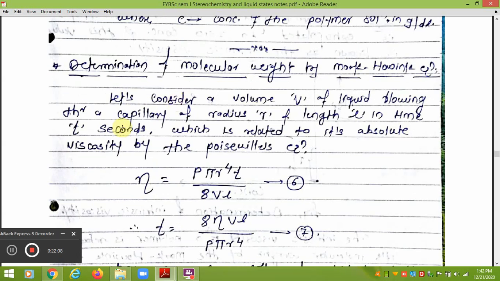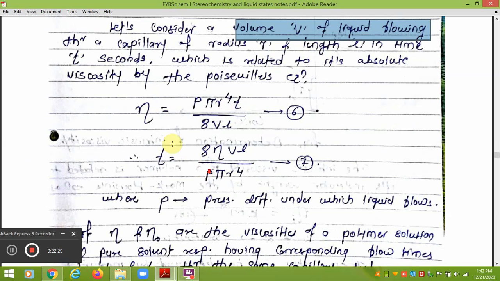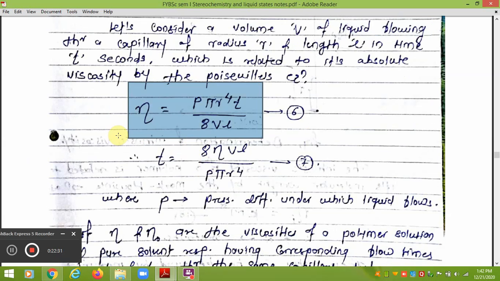We will see later how the molecular weight can be calculated with the help of the Mark-Houwink equation, which is also an important part of this study. For this purpose, dear friends, we consider a fixed volume of liquid flowing through a capillary of radius r and length L in a time t seconds, which is related to the absolute viscosity by Poiseuille's law. According to Poiseuille's law, the coefficient of viscosity is given by π P r⁴ t divided by 8 V L.